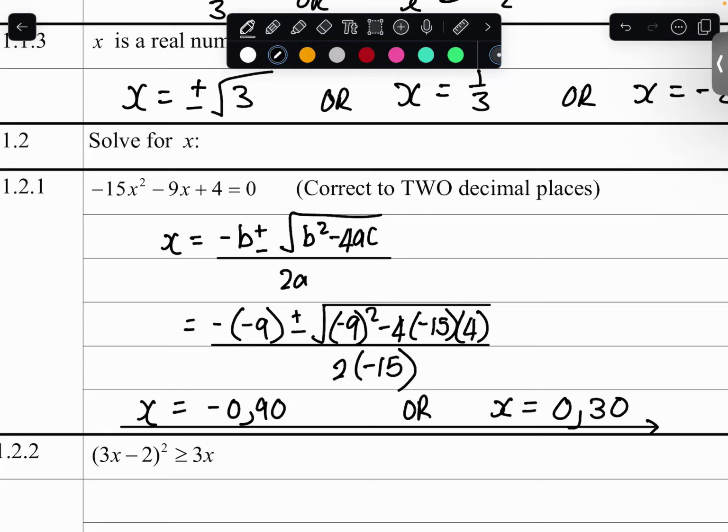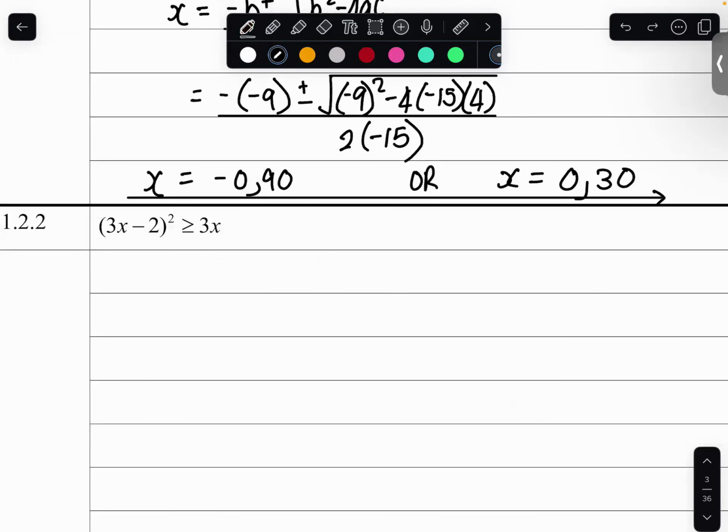Remember your mark allocation here, there's 3. If you don't have this, in order to obtain full marks, they're not going to give you your full 3 marks. One of the marks is the substitution into the formula. So they're very tricky about that nowadays. So make sure that you show that step, right?